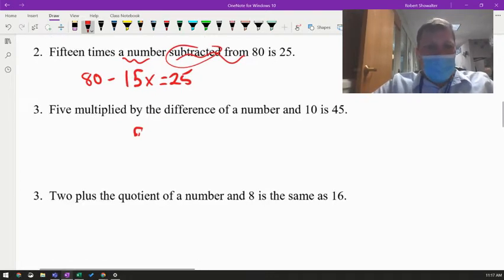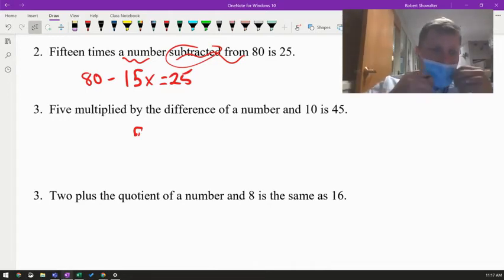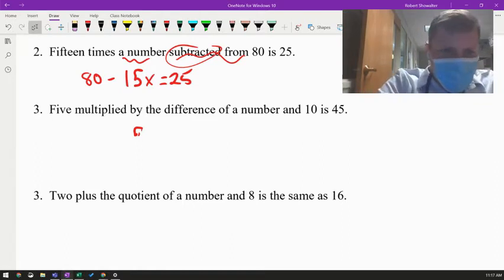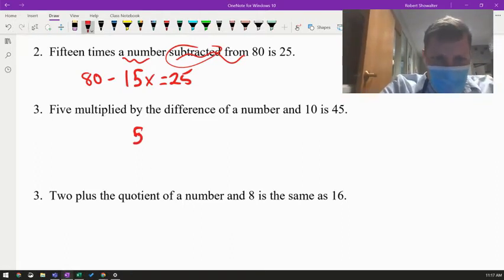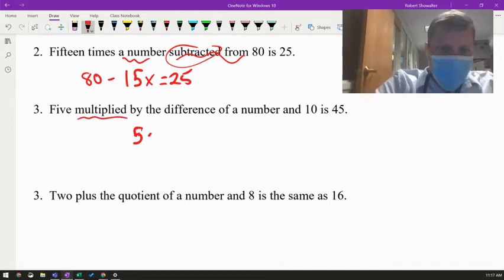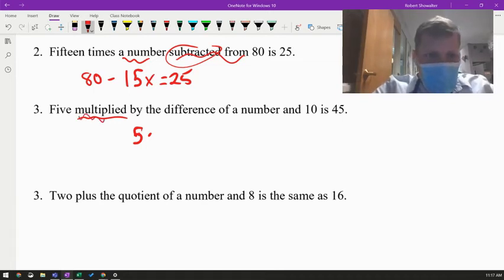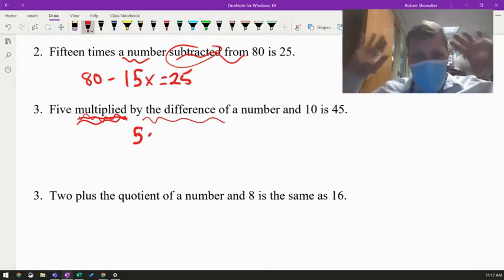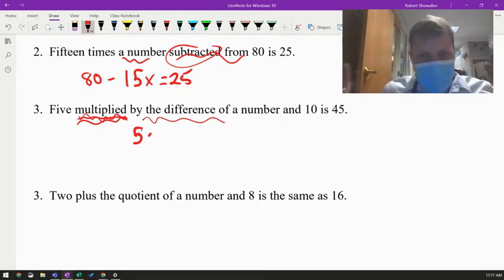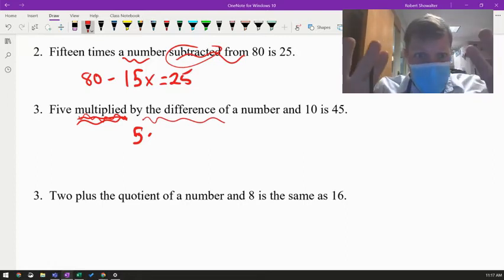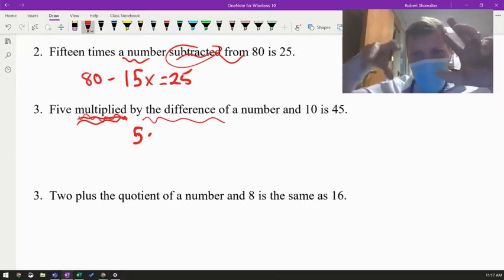Here we go. Number 3. 5 multiplied by the difference of a number and 10 is 45. What? Reading it all at once is kind of confusing. But if we slow down and break it apart: 5 multiplied by, okay, so that's times, right? The difference. If you read this, you can see there's an operator right here, multiplied by, and then a second operator right next to it in the word. That's usually an indication that we're going to have a quantity, a grouping symbol, when there are 2 operations written right next to each other.